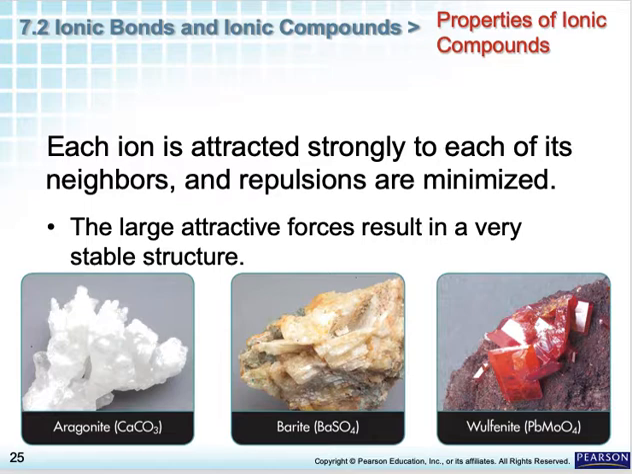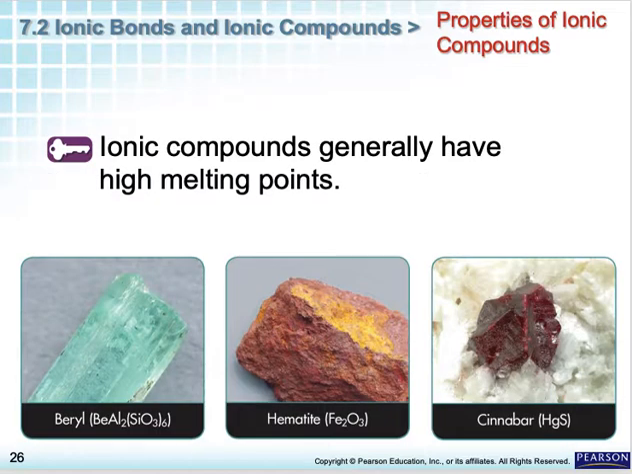And it gives rise to a second property, which means it's very stable because it has this regular packed crystal structure. And if you were to hit it with a hammer, it actually will shatter rather than crumble like a covalent compound would. So we have beryl here as the first picture with this pretty green substance. We have hematite, and we have cinnabar, which is also, I think, very pretty. And they generally have very high melting points.